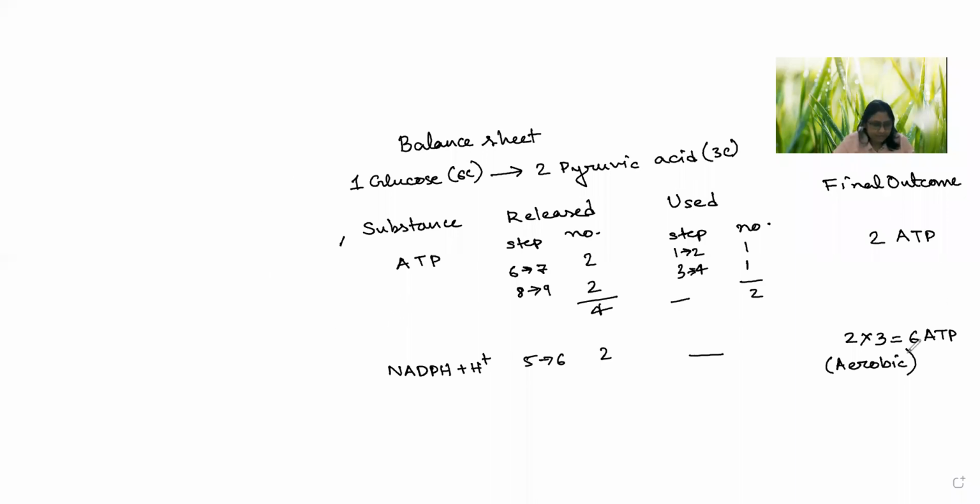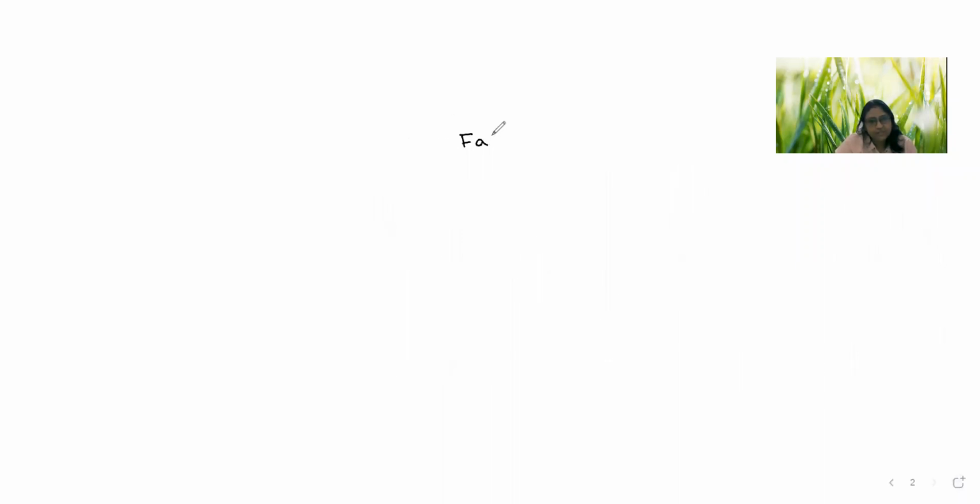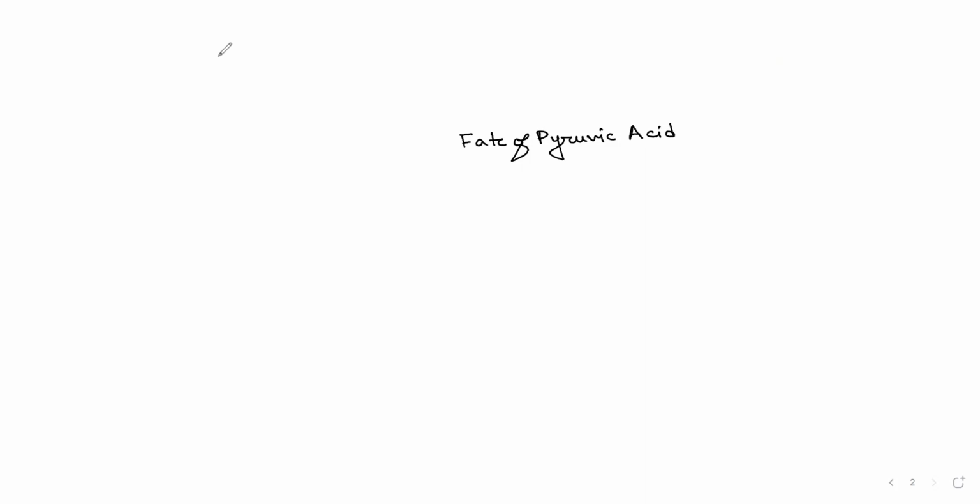Once this part is over, we need to understand the fate of pyruvic acid. If I am talking about the fate of pyruvic acid, I told you that glycolysis is a pathway which is occurring in the cytoplasm. So this way it can go anywhere. That means it can go to aerobic respiration, anaerobic respiration, or fermentation as well. Now how it is used for different pathways is what we are going to see, and we are going to understand what we mean by fermentation and others.